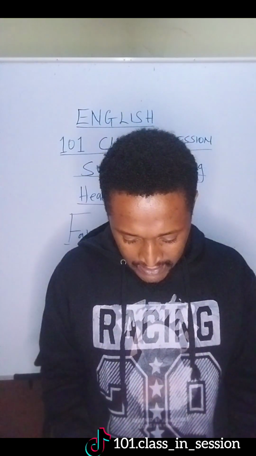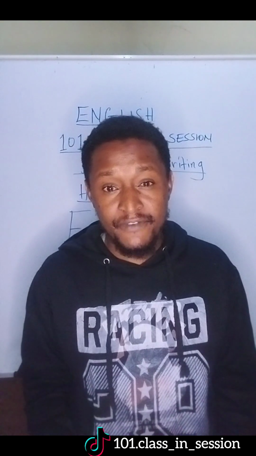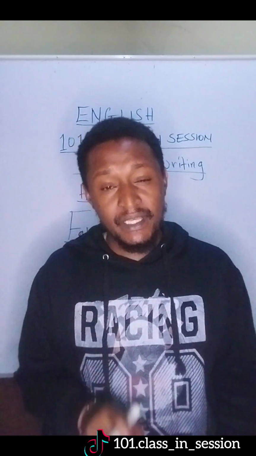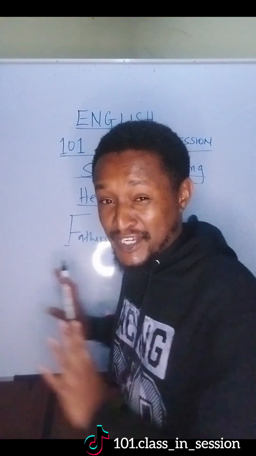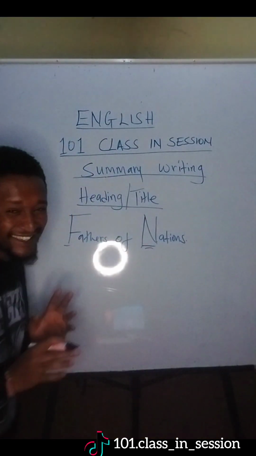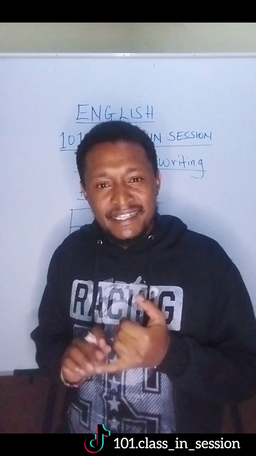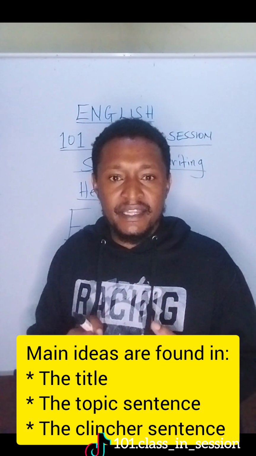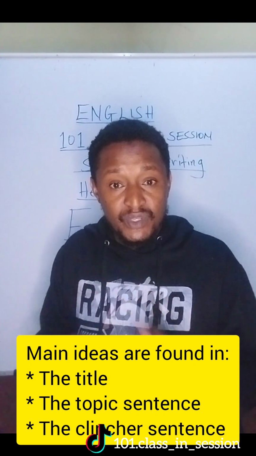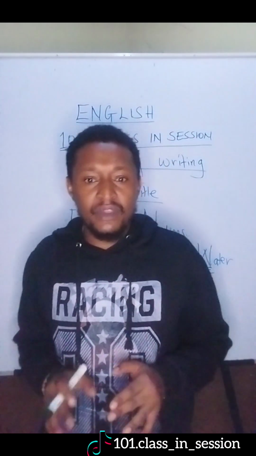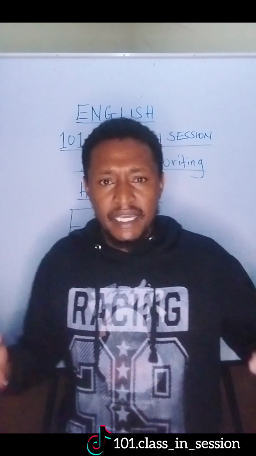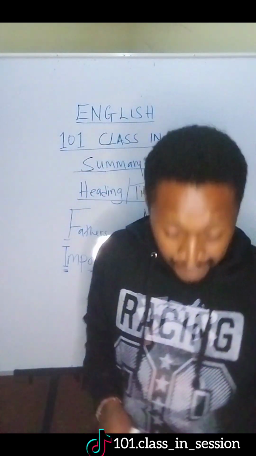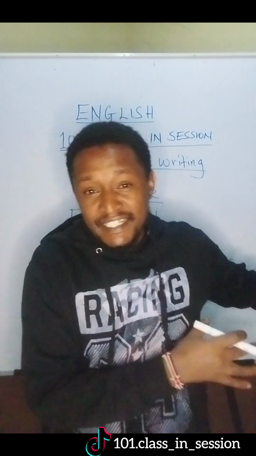Having said that, we have talked about the first process, which is reading. If I go missing, guys, understand, nataka ndo muone, tuko na uhaba wa space. The title, the topic sentence, and the clincher are enough to give you the main idea or the main concept of what that text is talking about. We are through with reading the text now.